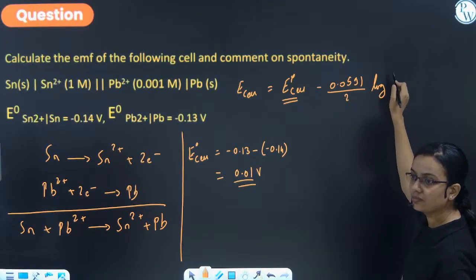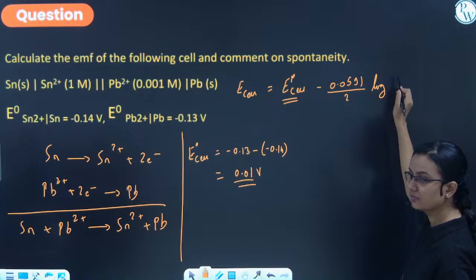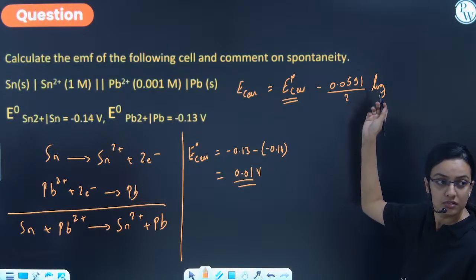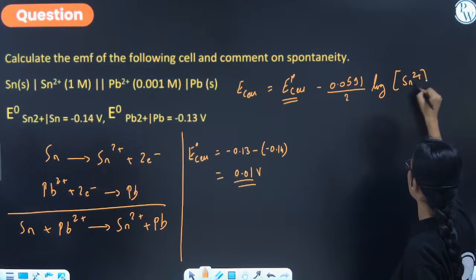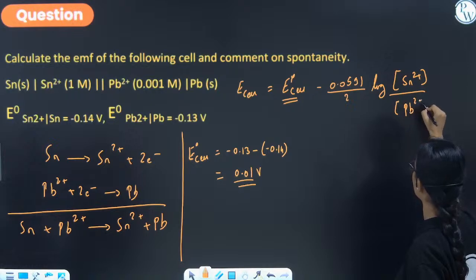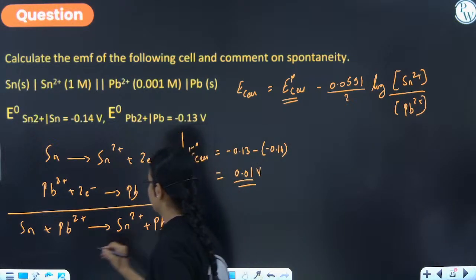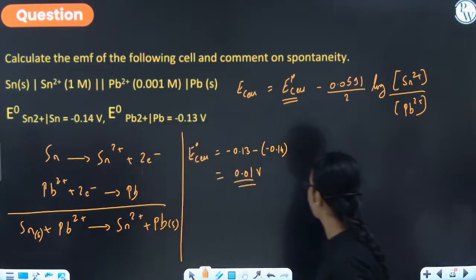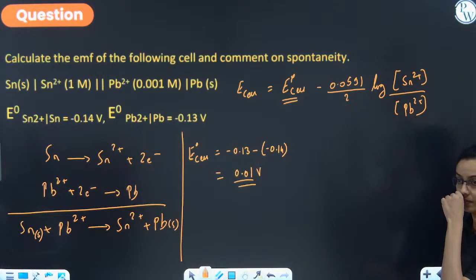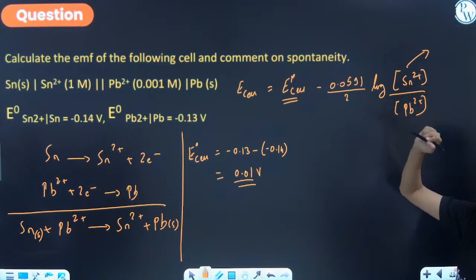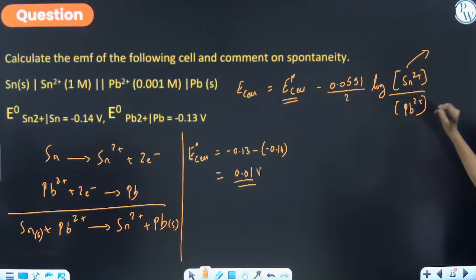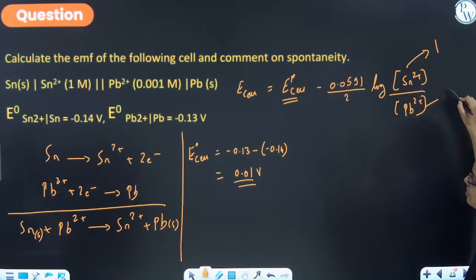Q में क्या लिखेंगे? Q part: concentration of Sn2+ by concentration of Pb2+. ये तो सारे solids में होंगे. E naught cell you have, this value you have. Sn2+ का concentration is 1 molar and Pb2+ का कितना दिया है? 0.001. Can I write it as 10 to the power minus 3? निकालो, solve करो.